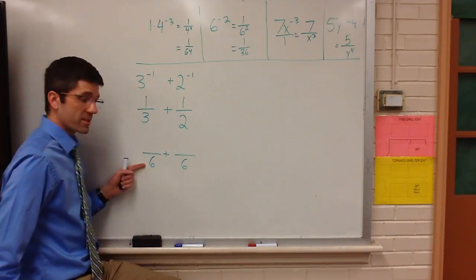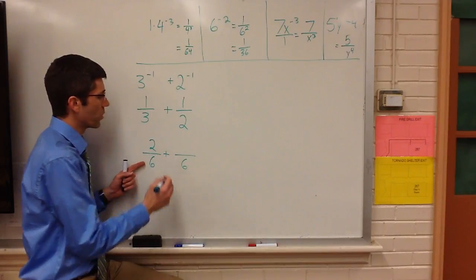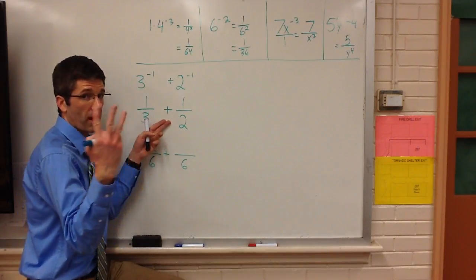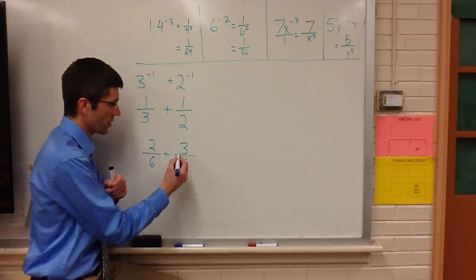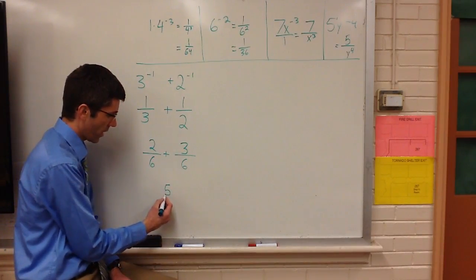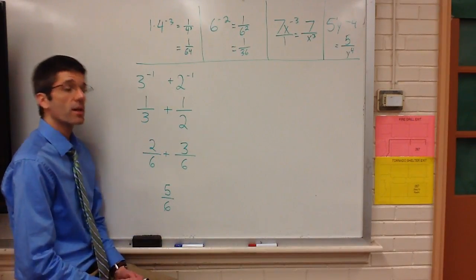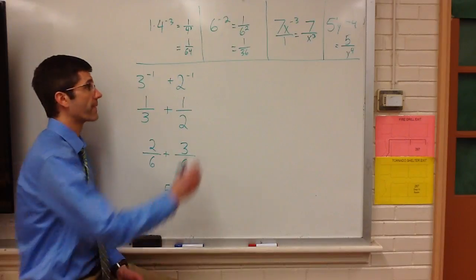To turn a 3 into a 6, you multiply by 2. 1 times 2 is 2. To turn a 2 into a 6, you multiply by 3. 1 times 3 is 3. Let's add. 3 and 2 added together gives me 5 over 6. There we go. That doesn't reduce, nor is it an improper fraction, so we're good to go.